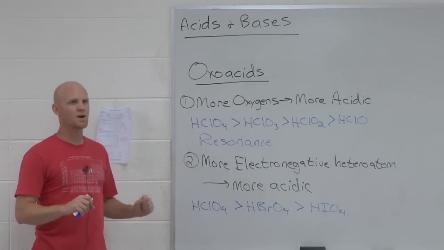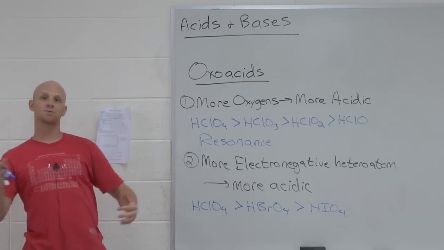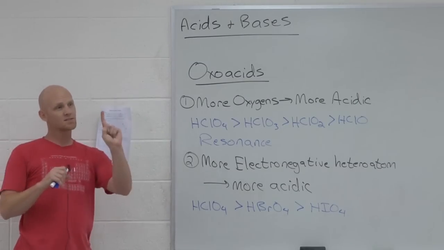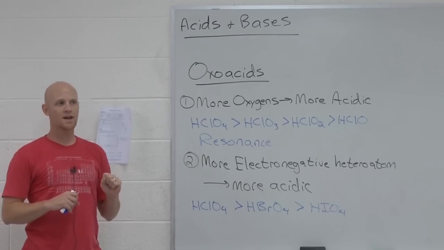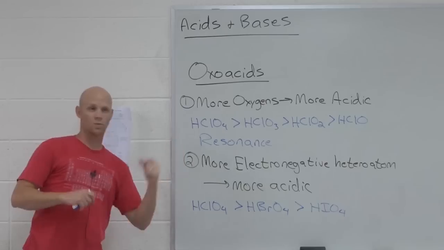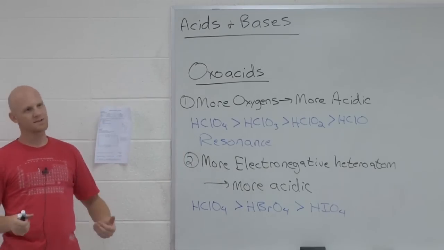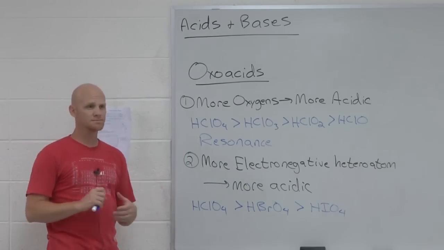And they're not going to give you a trend where, like, this one's more electronegative, but this one has more oxygens. They can't do that to you, except in one example. The only time they can do that to you is if one of the acids they're having you compare is strong and one of them is not. Well, then you should know that answer as well. Which one's stronger? The strong one.